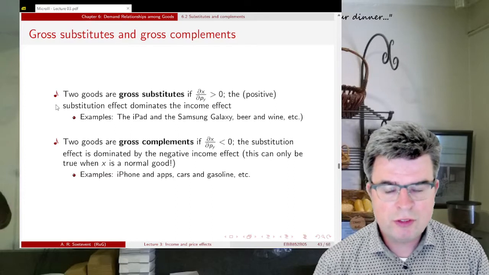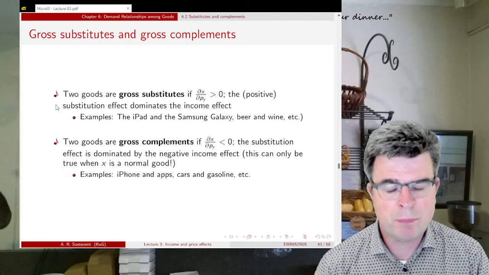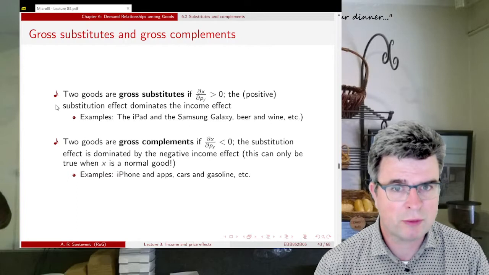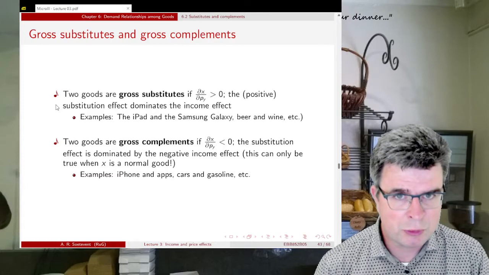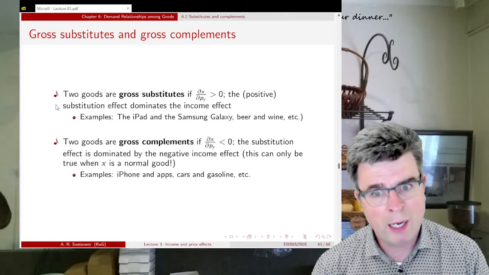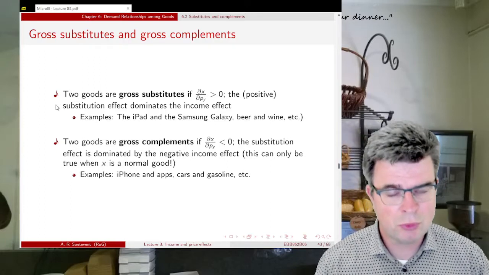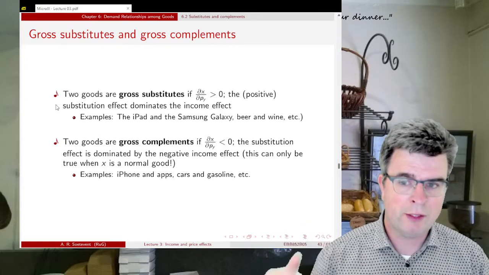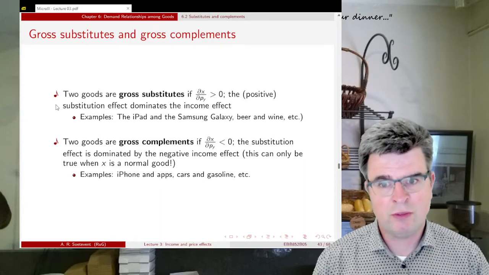So some definitions. Two goods are gross substitutes if the partial derivative of the demand function with respect to the price of the other good is positive, which means that the positive substitution effect dominates the income effect. So an example might be iPads and Samsung Galaxy, which people seem to consider substitutes. Beer and wine may be another pair of substitutes. If the price of one increases, then the consumption of the other is likely to go up.